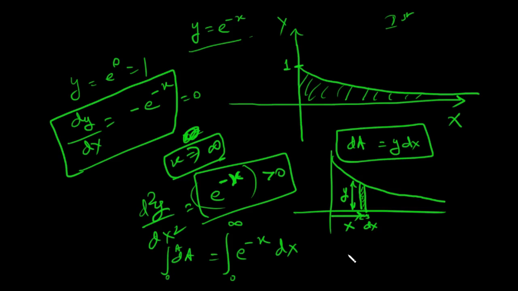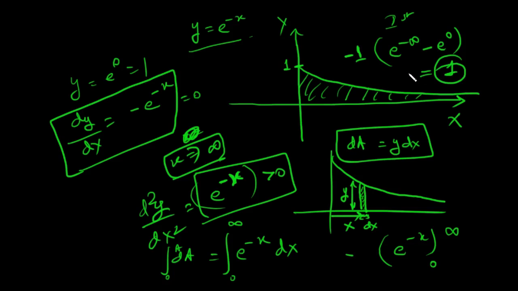Now what is this integration? This is minus e to the power minus x, from 0 to infinity. So this will be e to the power minus infinity minus e to the power 0, and we have a minus 1 over here. So e to the power minus infinity is 0, minus 1, minus 1. This means area is 1. Okay, so A is equal to 1.